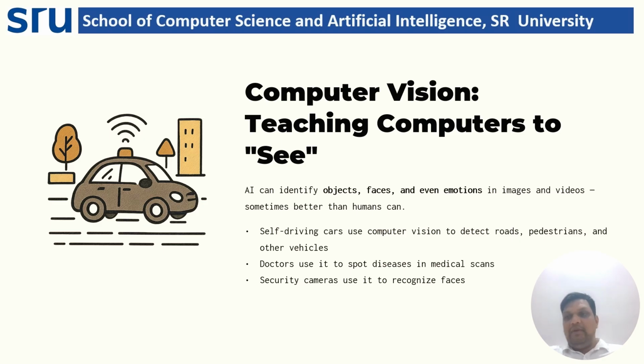In other words, we can say that computer vision helps machines see. Self-driving cars detect routes and people. Doctors use AI to analyze medical scans. Security systems recognize faces. AI can sometimes even outperform humans in visual tasks.